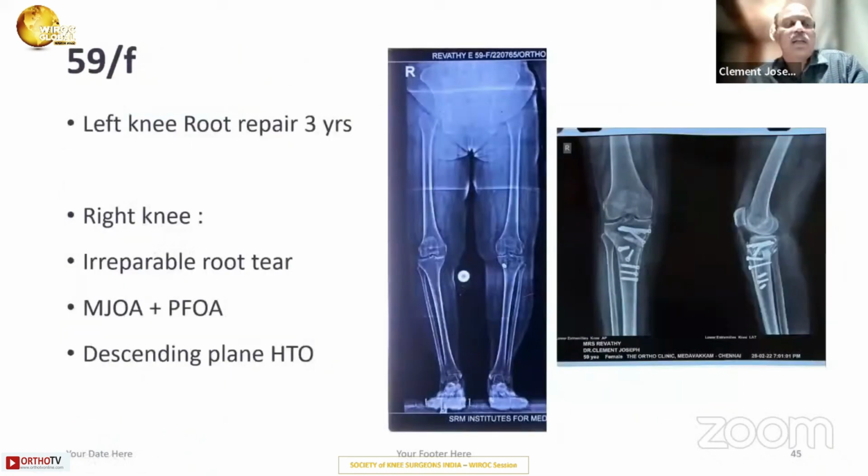And an example of a patient, a 50-year-old female who had a left knee root repair 3 years ago, comes for the right knee. But by the time we do surgery, the root repair is irreparable. She had MGOA and PFOA. So we performed descending plane tibial osteotomy with the patellofemoral debridement.